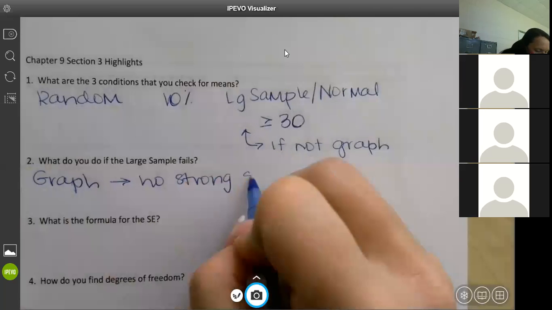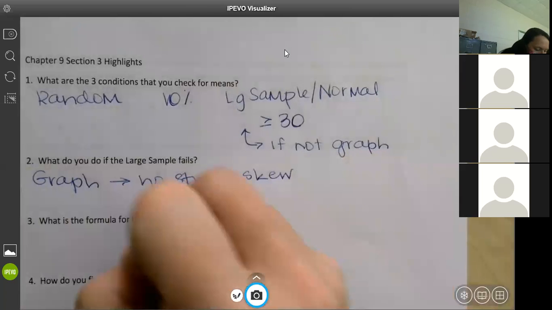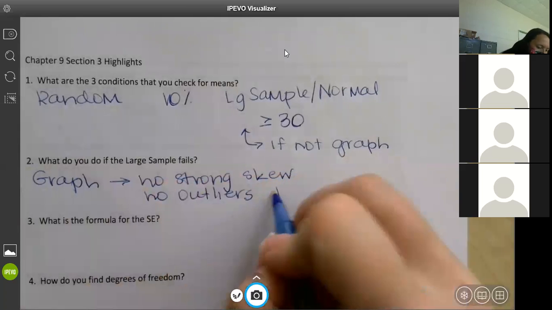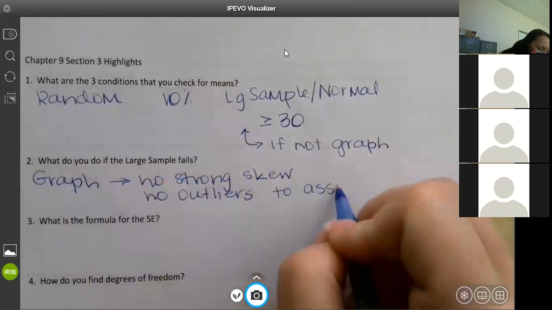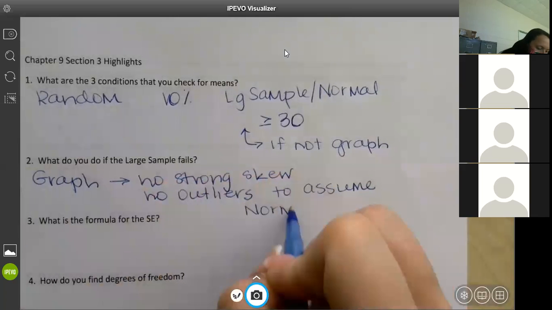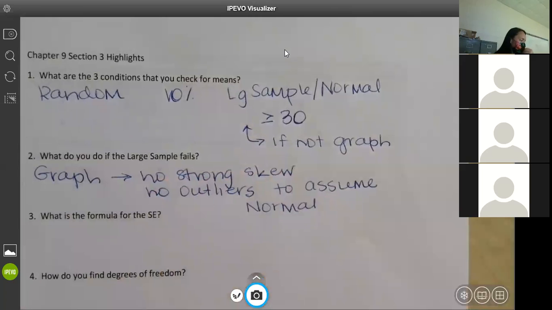No strong skew. No outliers. To assume normality. Make sure that you put that it's normal. Assume normal or assume normality after you graph it.